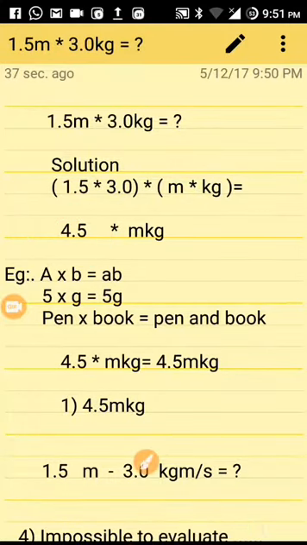So when we multiply what is in the bracket, that is 1.5 and 3.0, we get 4.5 and we put it there. And on the other side, that is m times kg, we just put it together and write it there. Now with multiplication that involves alphabets, for example, a times b gives us AB. You just put it together. 5 times j gives us 5j.